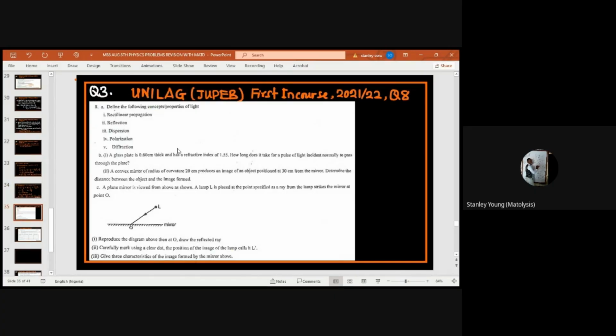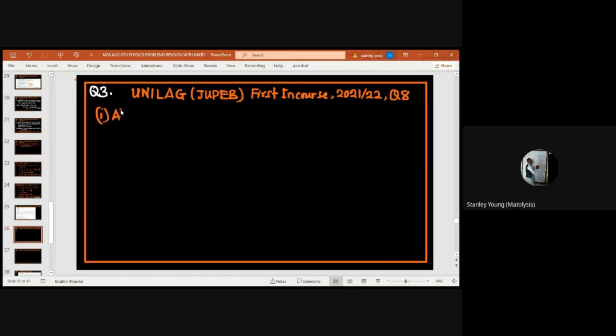Question 3. This asks you to define rectilinear propagation of light. That one is straightforward. Rectilinear propagation of light is just the ability of light to move on a straight line in one direction.